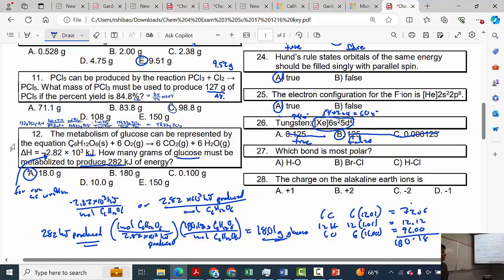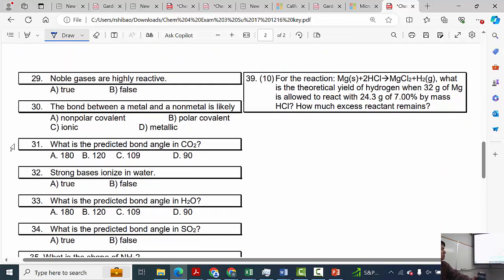Which bond is most polar? The two that are furthest apart. Hydrogen versus chlorine, or hydrogen versus oxygen? This is a trick question because you would expect them to be equal, but it turns out oxygen is more electronegative. Do you know the three most electronegative elements on the periodic table? Fluorine, oxygen, and then nitrogen. Nitrogen is odd because it's smaller. Chlorine's in the next shell, so it's not as electronegative.